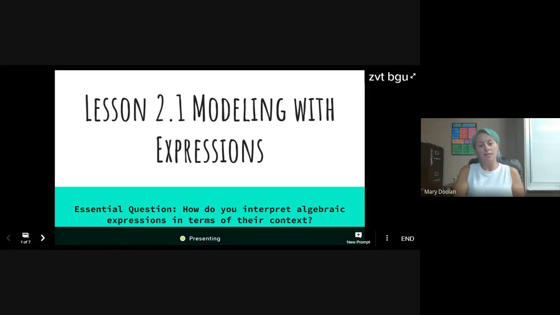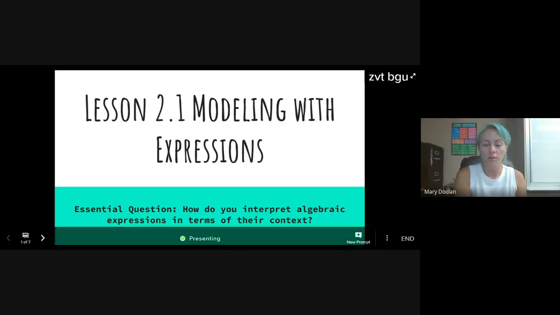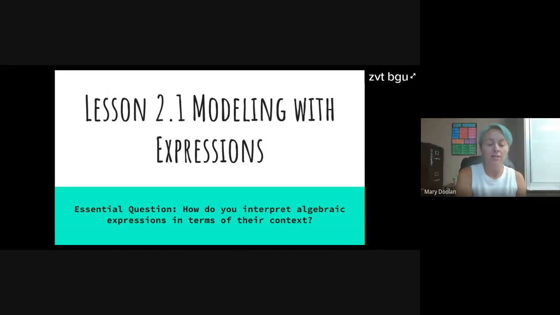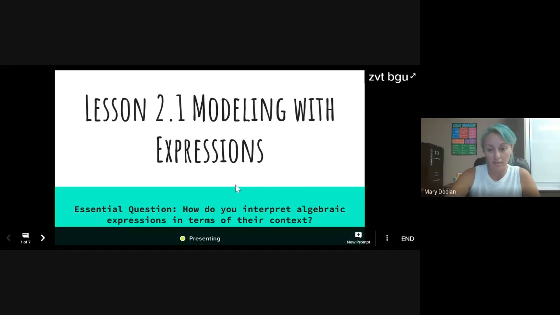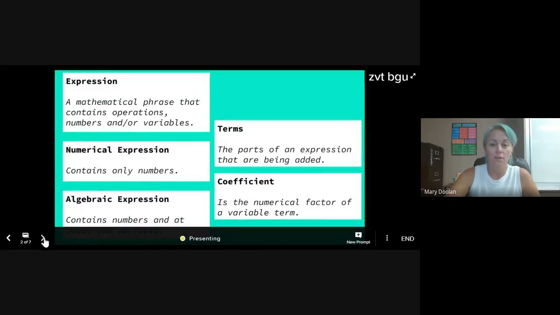Today's lesson is 2.1, Modeling with Expressions. And your essential question is, how do you interpret algebraic expressions in terms of their context? So we're going to look at some definitions.